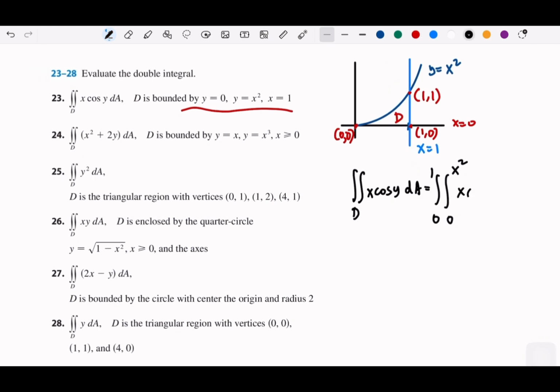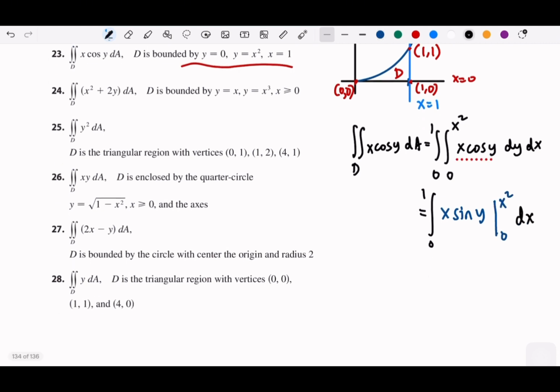And then we can immediately compute this. So compute dy. We are only integrating y. So cosine y integrates to sine, right? So x sine y from 0 to x squared, and we still have dx. This will be x sine x squared dx.